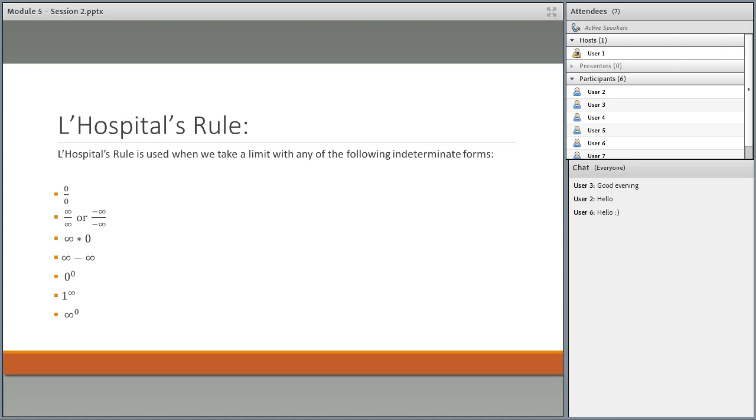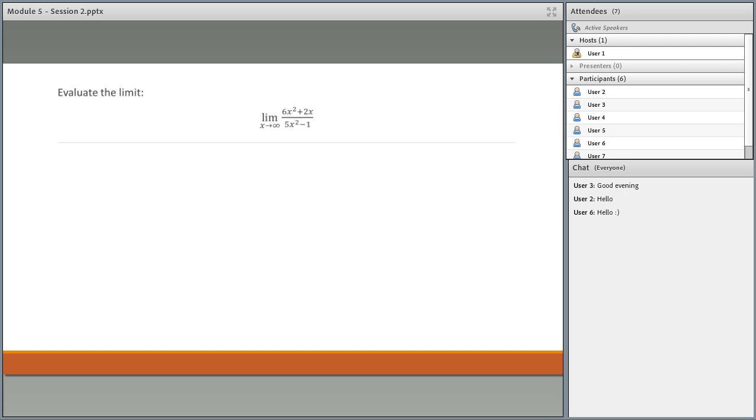So let's do some examples. So let's take the limit as x approaches infinity of 6x squared plus 2x over 5x squared minus 1. So we did a couple examples like this before in a previous module, and what we did is we divided each term by the largest exponent in the denominator. So in this case, we would divide each term by an x squared, and that works perfectly fine, but we could also apply L'Hopital's rule if we get an indeterminate form answer.